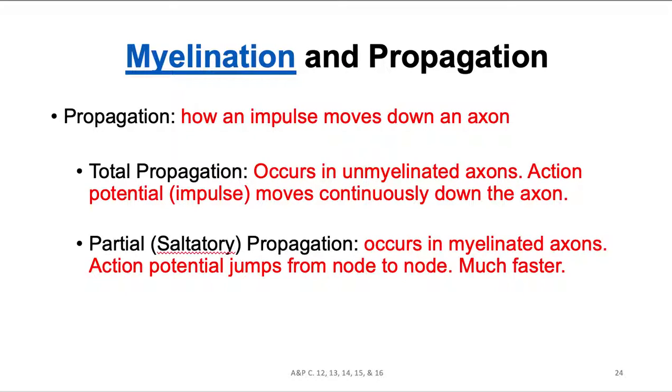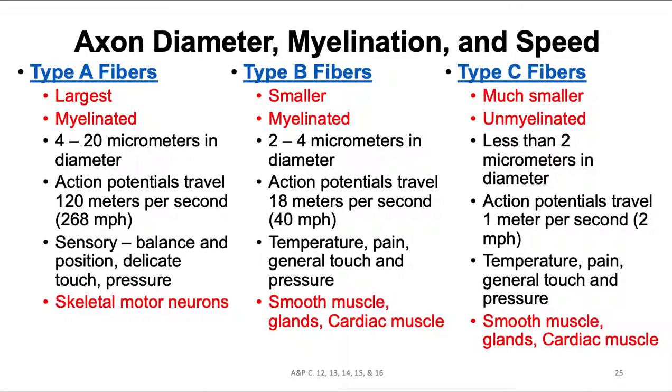And then there's saltatory or partial propagation, which occurs in myelinated axons. What happens is that the action potential is going to jump from node of Ranvier to node of Ranvier, those spaces between the myelin, and it happens much faster.